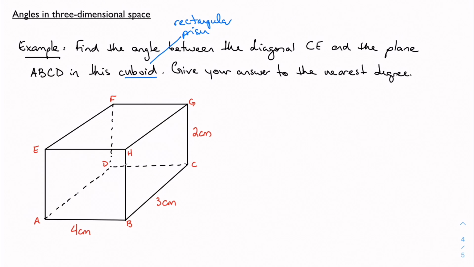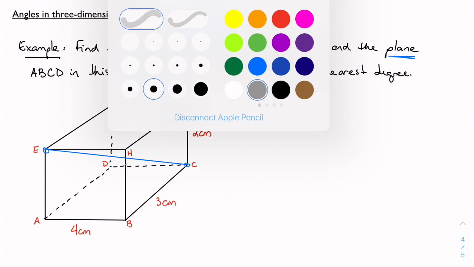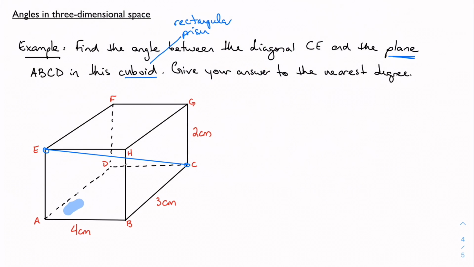So we're talking about the diagonal CE. So that's from here to here. So this blue line to the plane. If we're talking about the plane, I need some line here that represents it. But if I think about this diagonal coming off of this plane here, ABCD, if I were to imagine it rising, then the angle it would make would be with the diagonal that shows up in the plane as well.